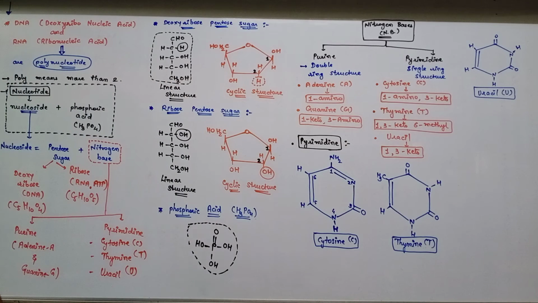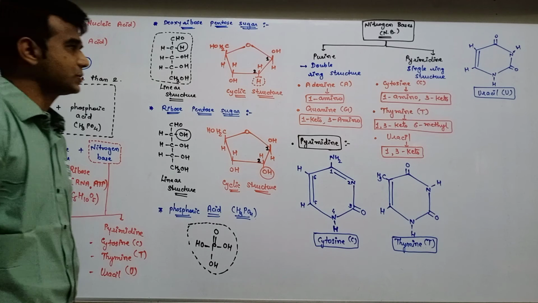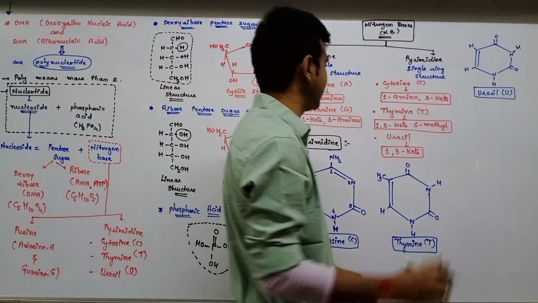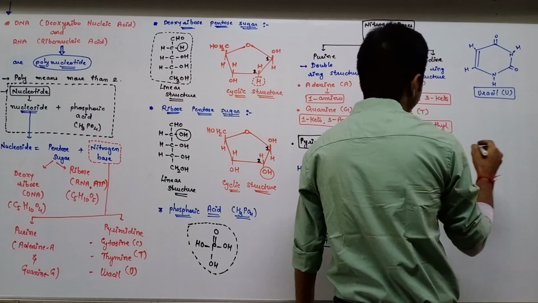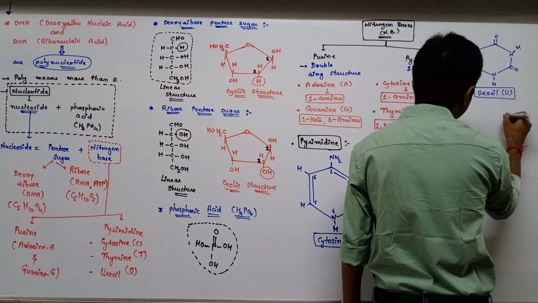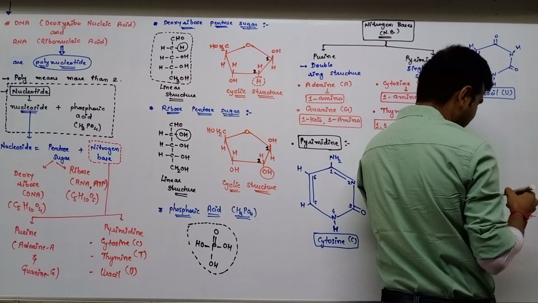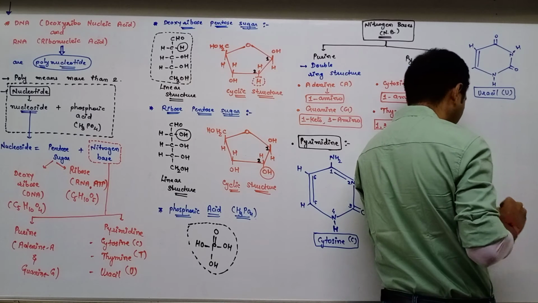Now the last two structures, adenine and guanine. But adenine and guanine are double ring structures. So double ring is in this way. You have to draw the single ring as it is first of all.